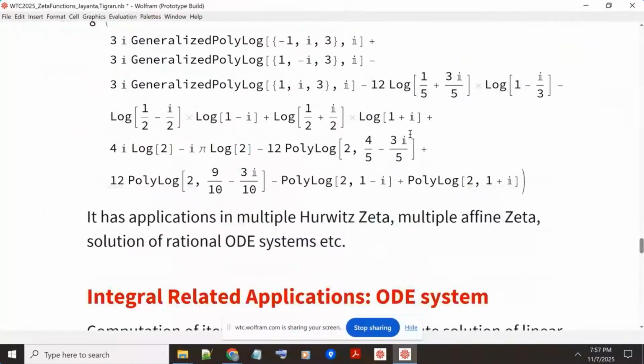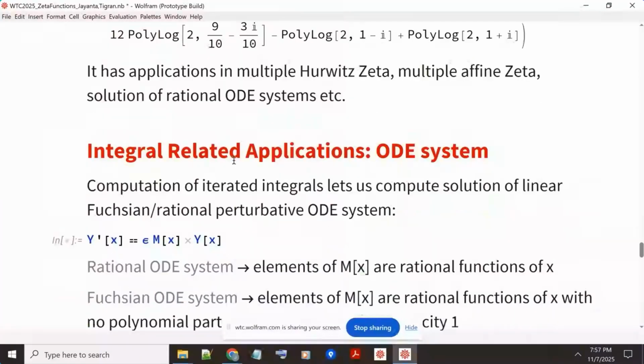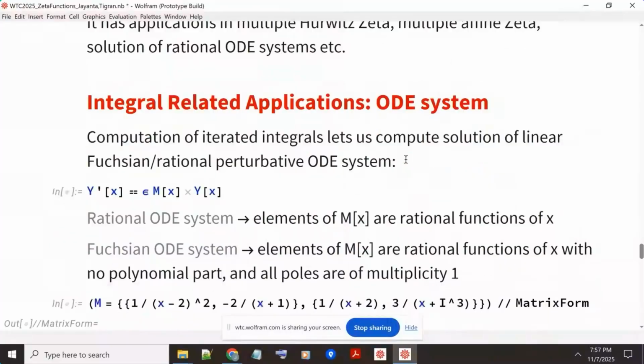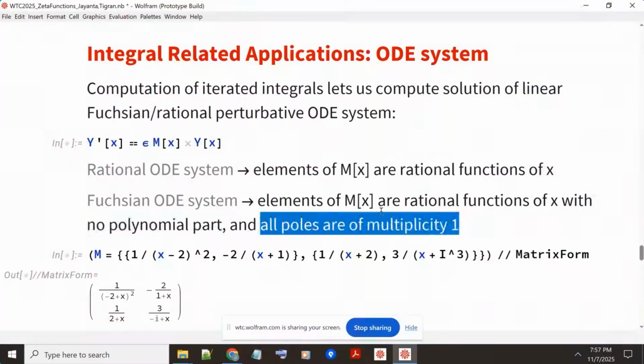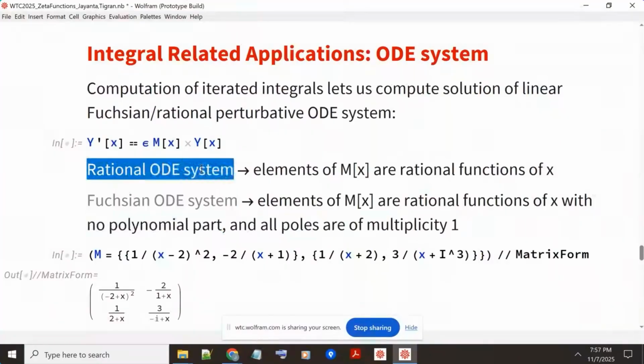Okay, so let us look at another application, an ODE system. So consider this linear first order ODE system of this type. It is a perturbative ODE system where we have a perturbation parameter. We call it a rational ODE system if all the elements of M(x) are rational functions of x, and we call it a Fuchsian ODE system if the elements are rational functions of x with no polynomial part and all poles are of multiplicity 1. So a Fuchsian ODE system is a subset of a rational ODE system.